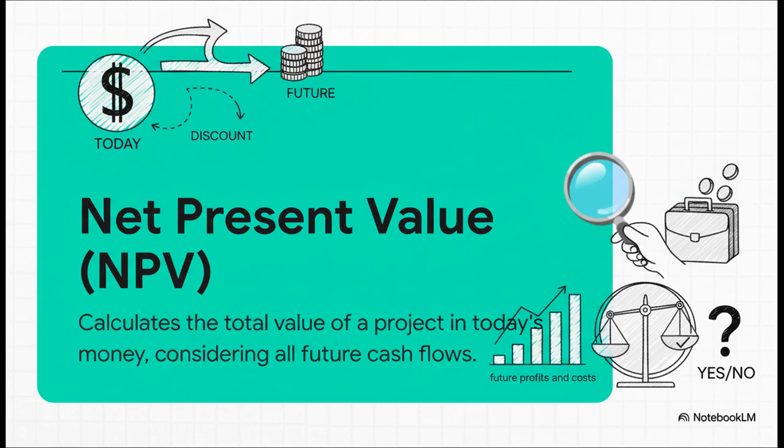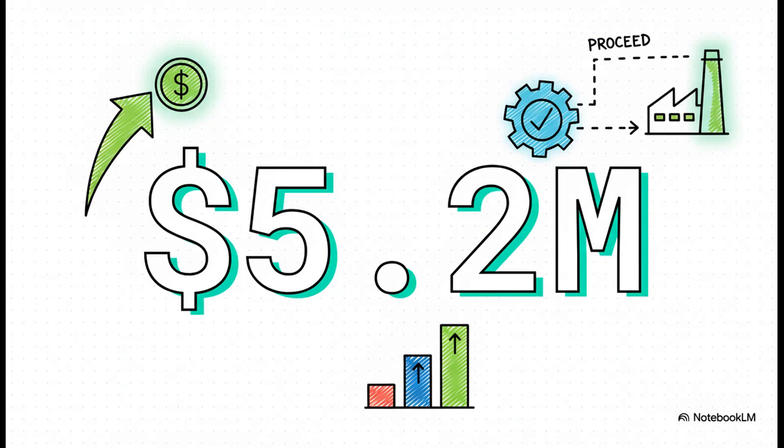So what NPV does is it calculates all the money you expect to make and spend over the entire life of a project, and it boils it all down to one single number in today's dollars. It answers that fundamental question: is this thing actually going to create value? And the answer is pretty simple.